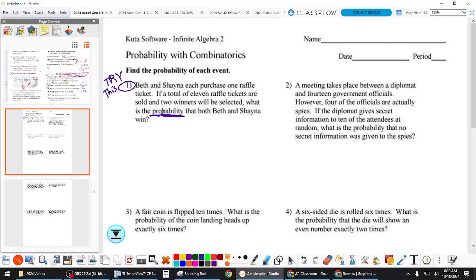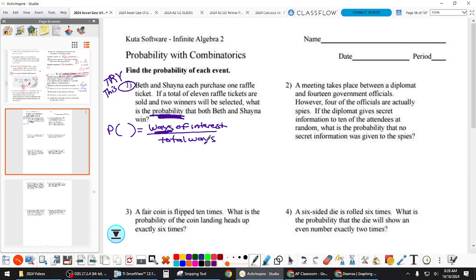There's two really important things to note. This says probability, so we know that we have to have it be ways of interest out of the total ways. So we have to have it be a fraction, something out of something.